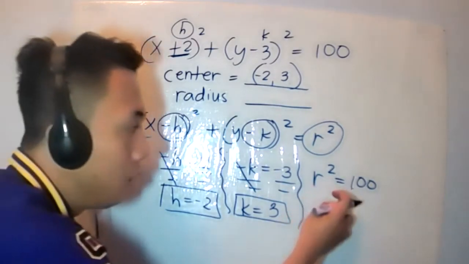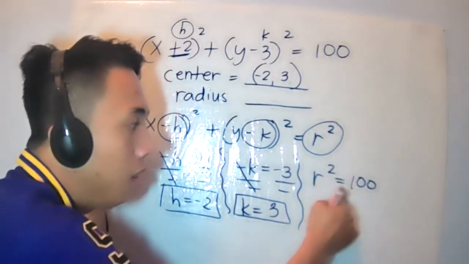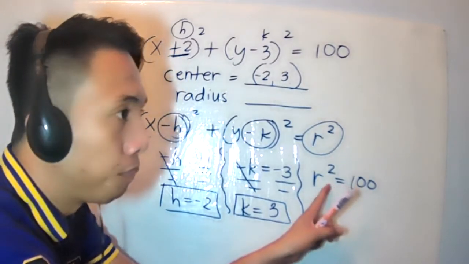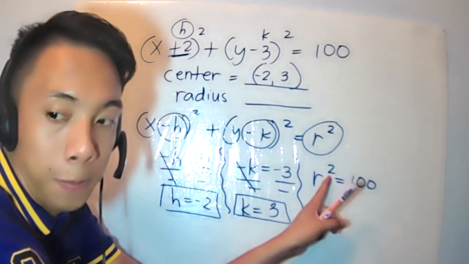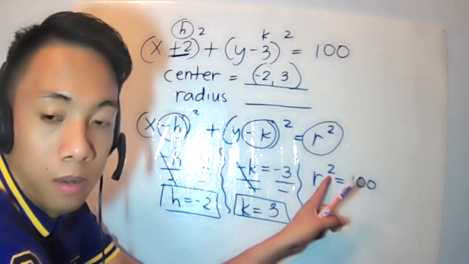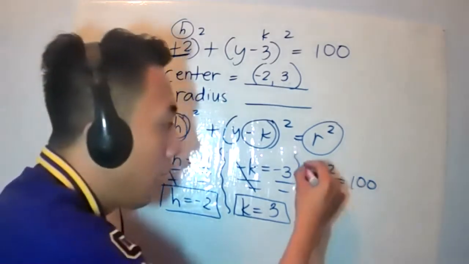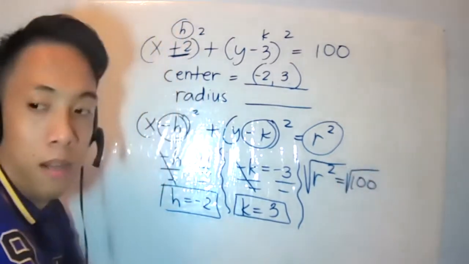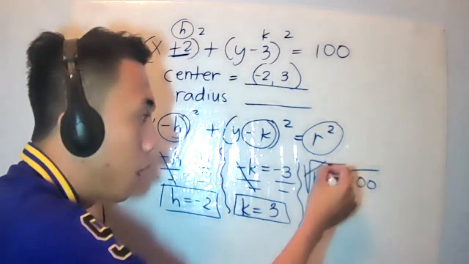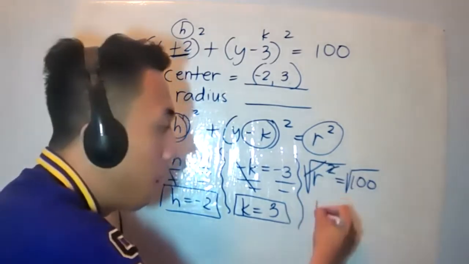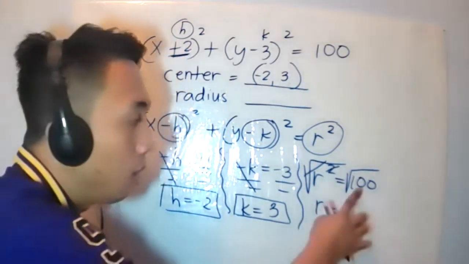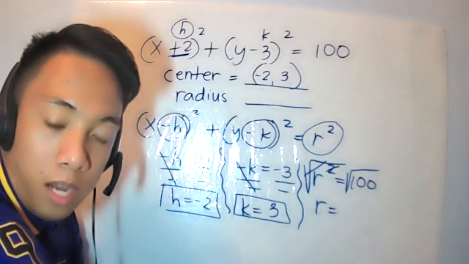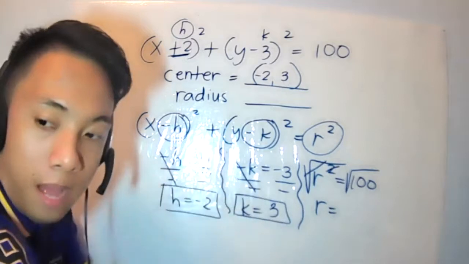Diba? And then we have here r squared equals 100. How can we remove squared here? Kontrahin natin siya ng square root. Correct? Square root on both sides. So squared will be cancelled. It will become r equals. What is the square root of 100? The square root of 100, dalawa, di ba?